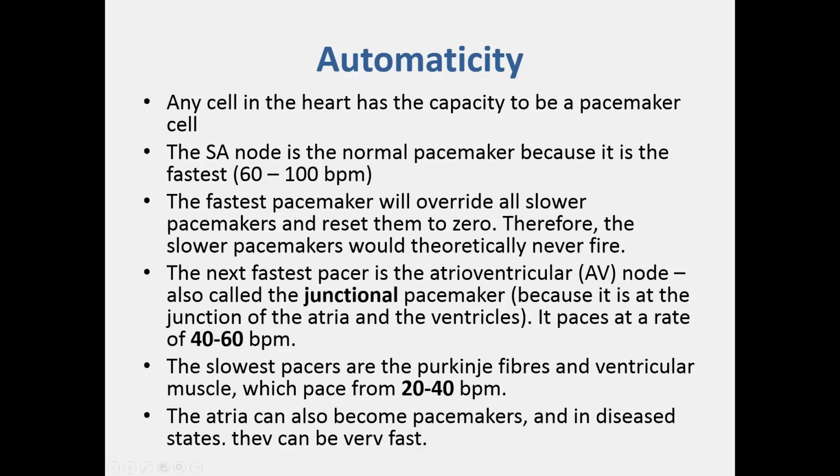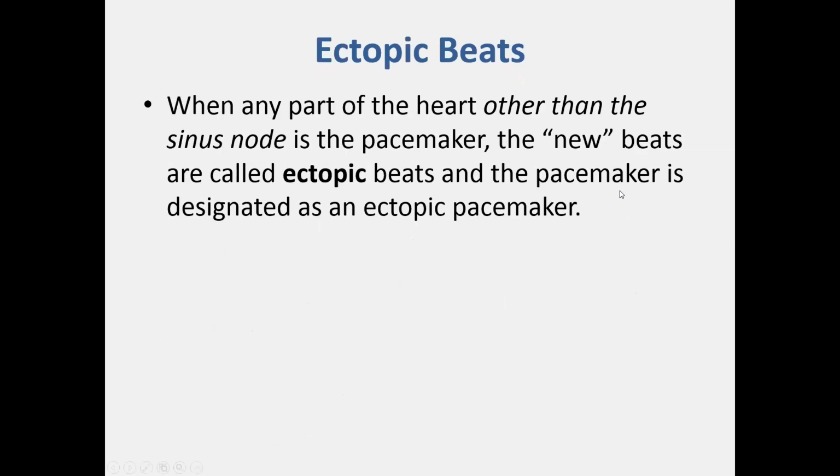So the atria can also become pacemakers. The atrial cells can also become pacemakers, and in disease states, they can be very fast. So we're going to talk about some arrhythmias where your atria is beating very fast because the atrial cells have become pacemakers and are overriding the SA node. When any part of the heart, other than the sinus node, is the pacemaker, the new beats are called ectopic beats, and the pacemaker is designated as an ectopic pacemaker.